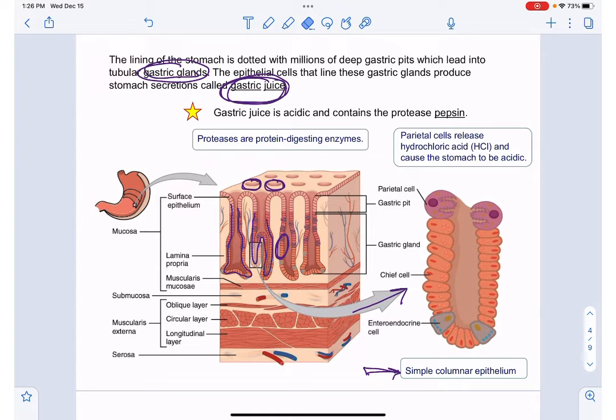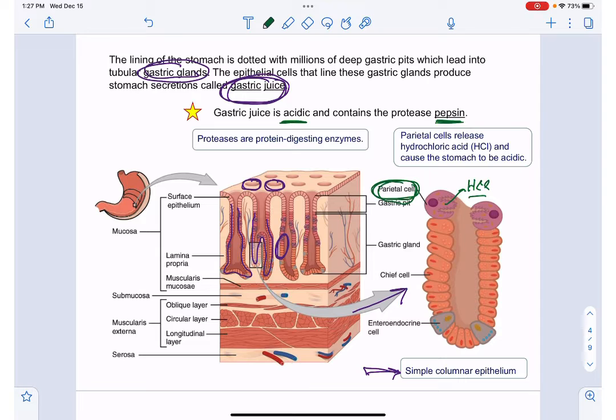So this gastric juice is going to be acidic, and it's going to contain an enzyme called pepsin. So let's look individually at these things. So first of all, why is the gastric juice going to be acidic? Well, there are these specific simple columnar cells called parietal cells. And those parietal cells are going to secrete hydrochloric acid into the stomach. And that's what makes gastric juice acidic.